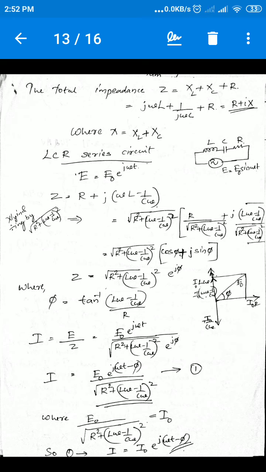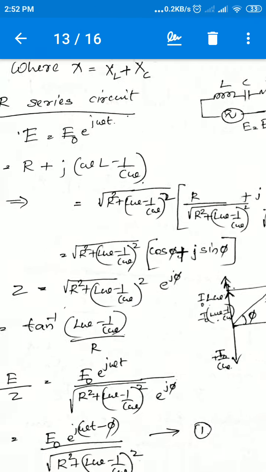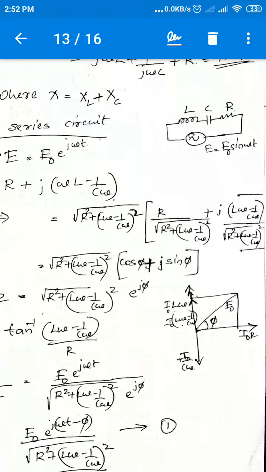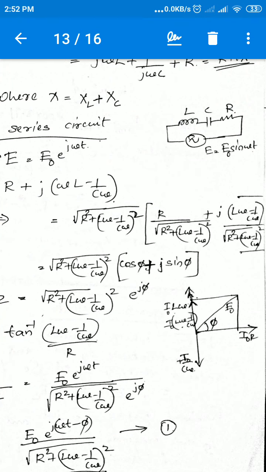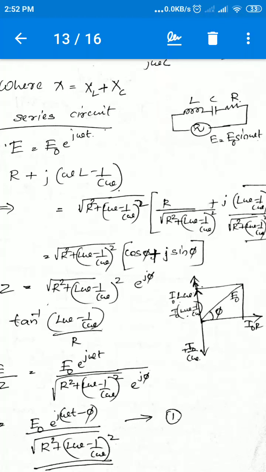Phi, you know that from this vector diagram we can say that, see this here, the opposite side is I0 into L omega minus 1 by C omega. The resultant value of voltage towards the positive direction will be L omega minus 1 by C omega whole into I0, isn't it? So the opposite side is I0 L omega minus 1 by C omega, and the side is I0 R. So I0 will get cancelled, isn't it?